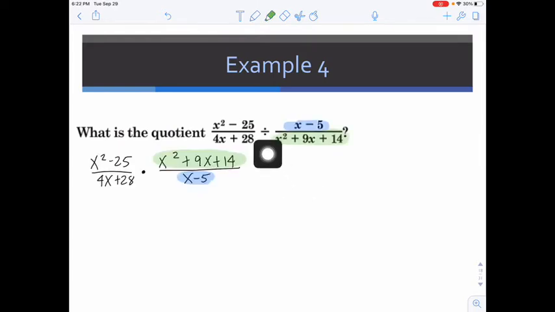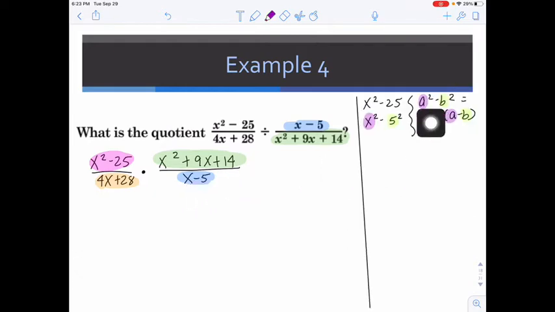So again, all we are doing is replacing the division with multiplication and then flipping our second rational expression. Now let's take a look at which ones we can factor. X squared minus 25, the x is squared and the 25 is squared. This is a difference of squares, so that can be factored. You can also use the quadratic formula or the x box. 4x plus 28, those both have a common factor that we can factor out. X squared plus 9x plus 14 is also a quadratic, so we can use the quadratic formula or the x box. And then x minus 5 is a binomial, but the x and the negative 5 don't have anything in common. So that's actually the only one we're not going to factor.